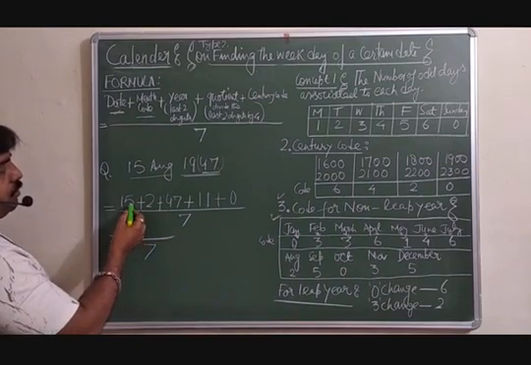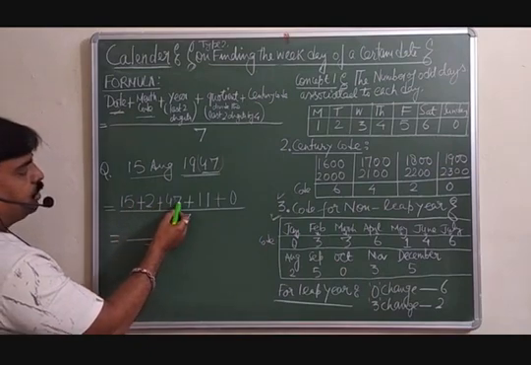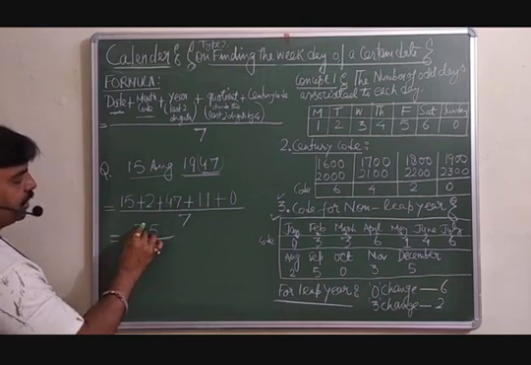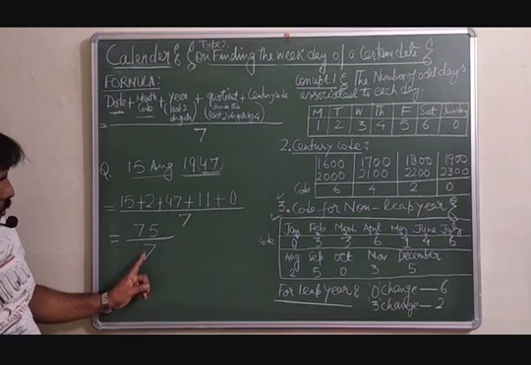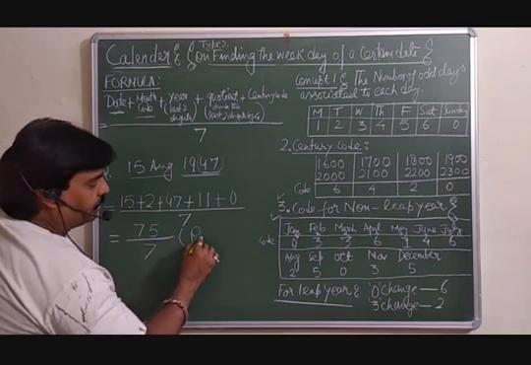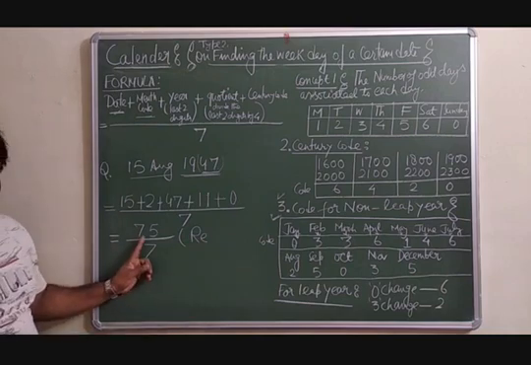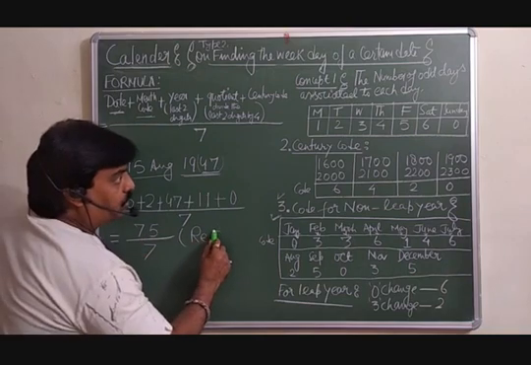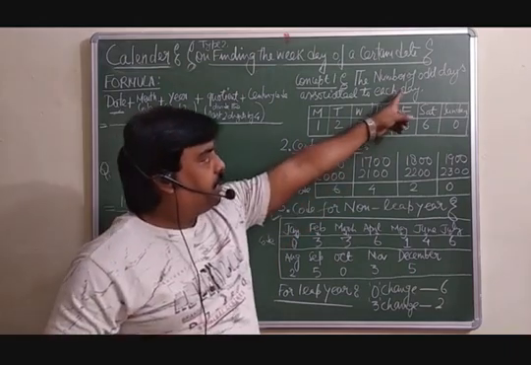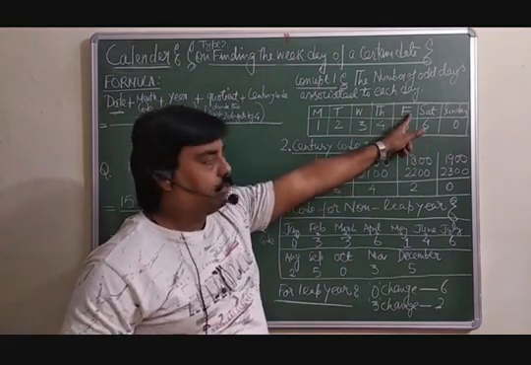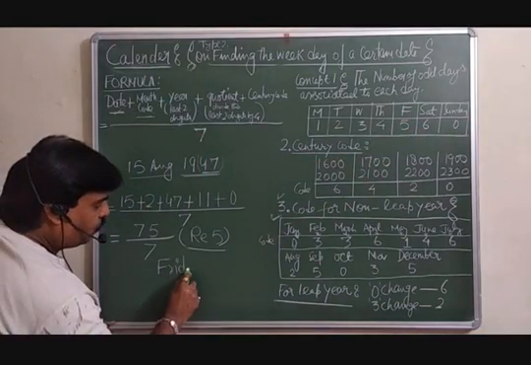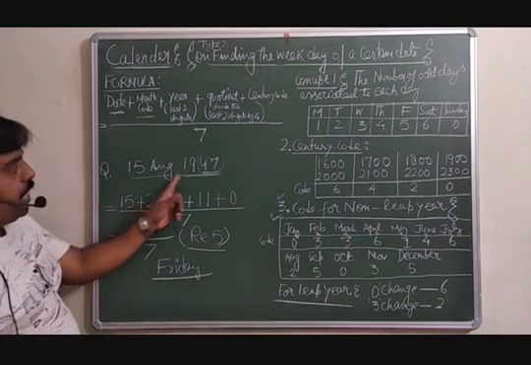So you will add this here only: 5, 7, 2, 14 and 15 carry 1, 2, 6, 7, 75. So 75 over 7. Now you must divide here and just write down the remainder. You will divide 75 by 7. Your remainder will come what? 5. Remainder is 5. And 5 day का देखो कौन सा कोड आ रहा? 5 is for Friday. Means Friday is there.